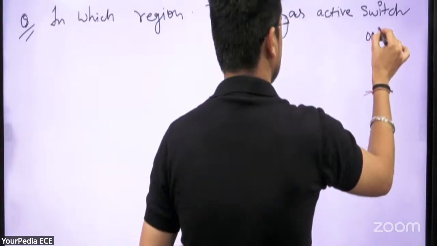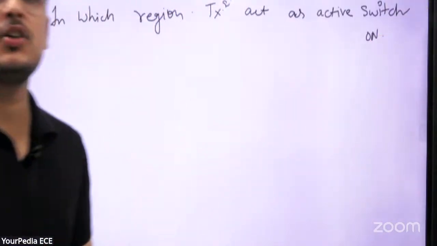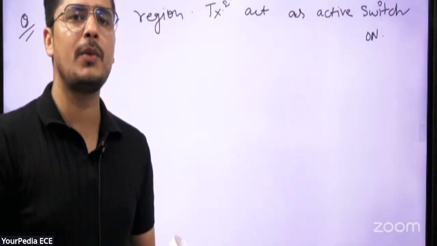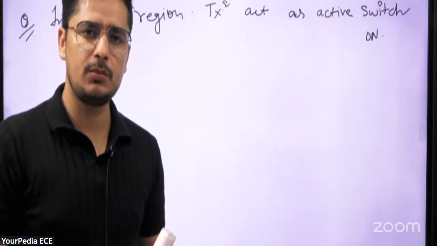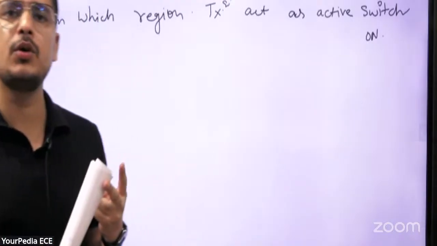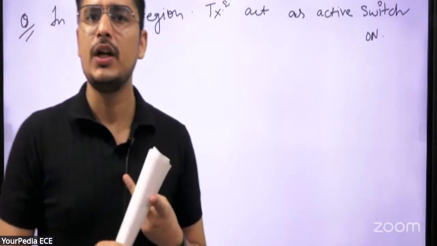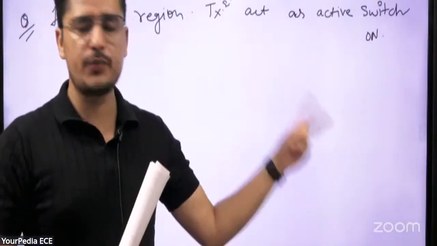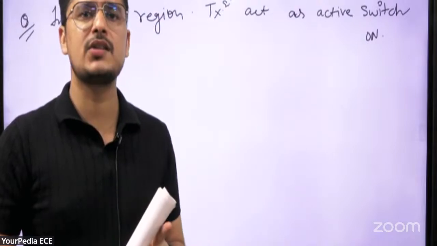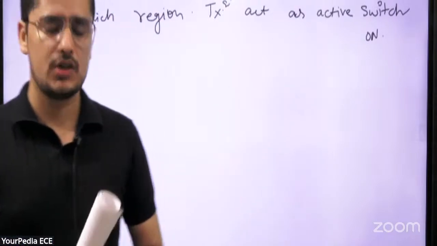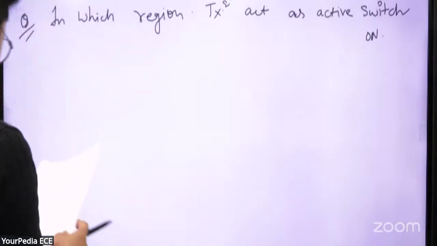Whenever your transistor acts as a switch, the first thing that should come to your mind is that the transistor will be operated in only two modes, that is cutoff mode and saturation mode. In cutoff mode, it will work like an off switch, and in saturation region it will work like an on switch, right? So what will be the answer for this one?